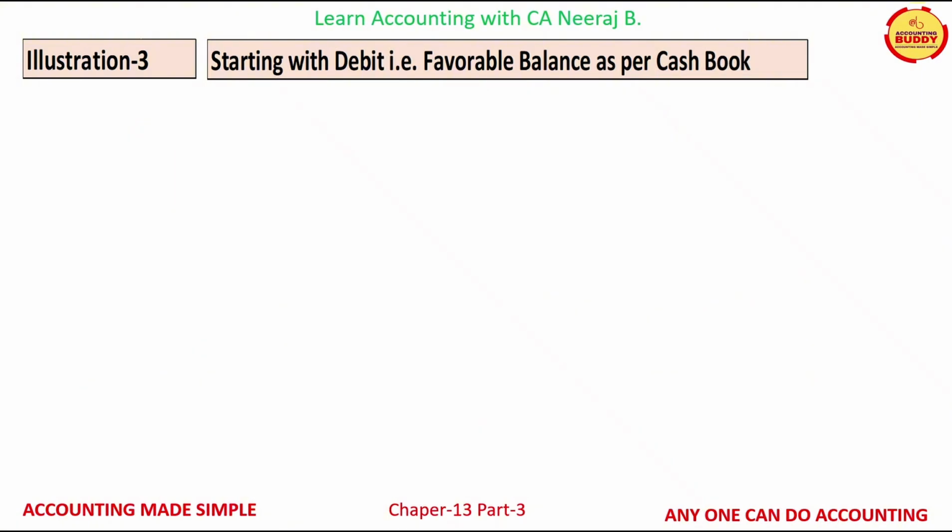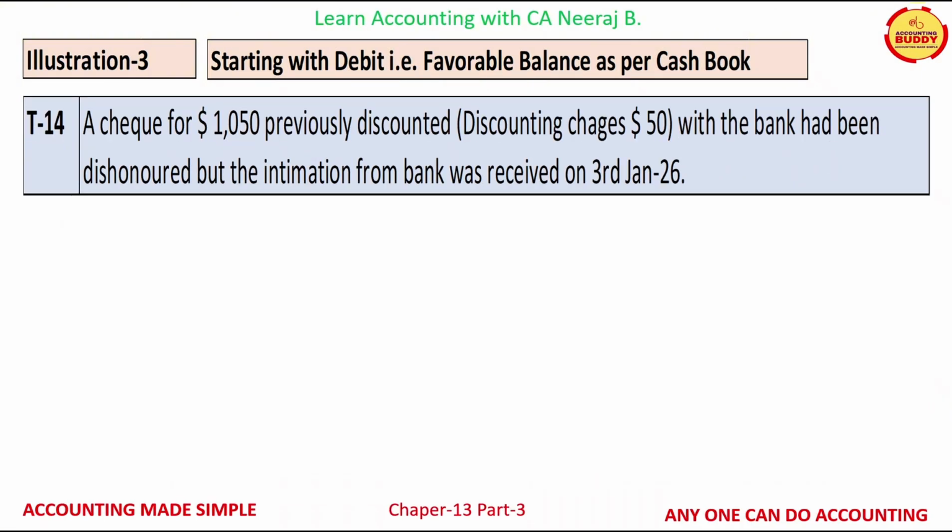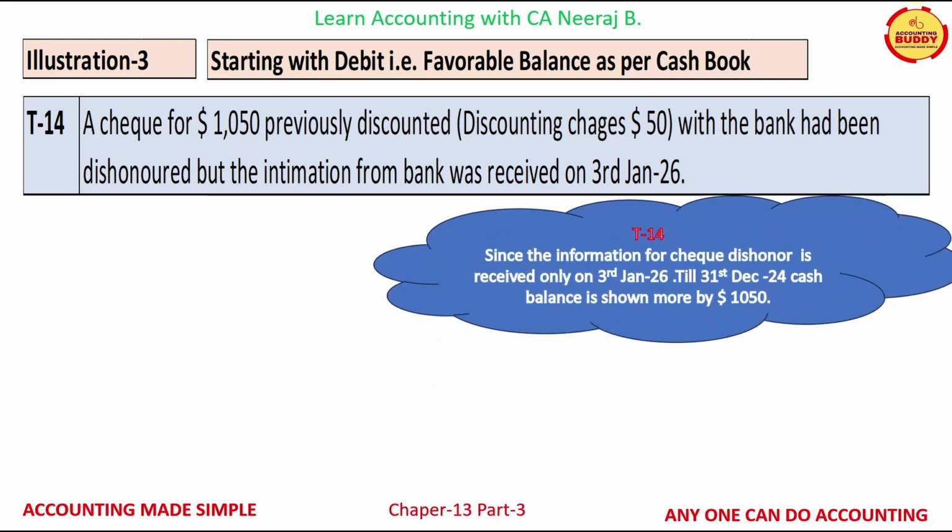In continuation to the previous slide, T14 unmatched transaction is a check for $1,050 previously discounted and a discount charge of $50 was charged by the bank, and the same check has been dishonored, but the intimation from the bank was received on 3rd of January 26. Let us understand this transaction. Since the information for the check dishonor is received only on 3rd of January 26, till 31st December 25, cash book balance is shown more by $1,050.